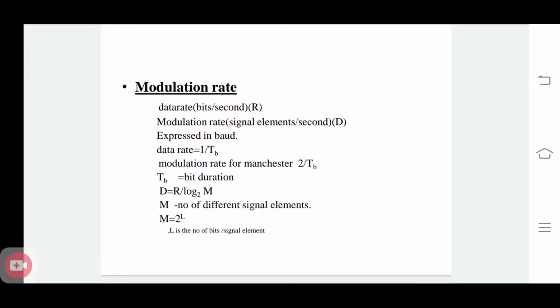And how is this modulation rate expressed? D is equal to R by log 2 M. R is the data rate and M is the number of different signal elements, and M can be represented as 2 raised to L. L is the number of bits per signal element. So how can the modulation rate of a Manchester mechanism be expressed? By using the bit duration, it can be represented as 2 by TB. By using the data rate, it can be represented as R by log 2 M.